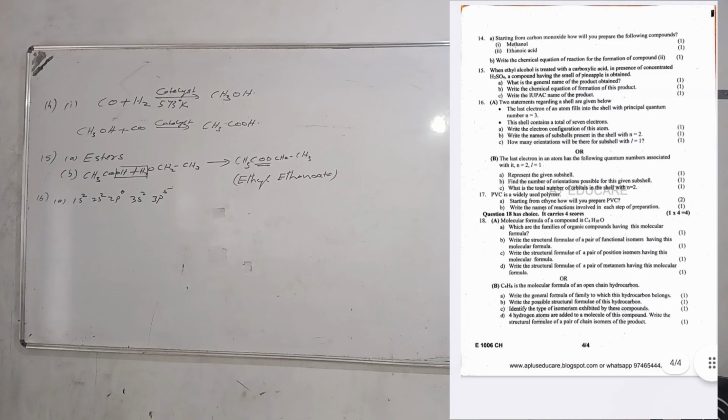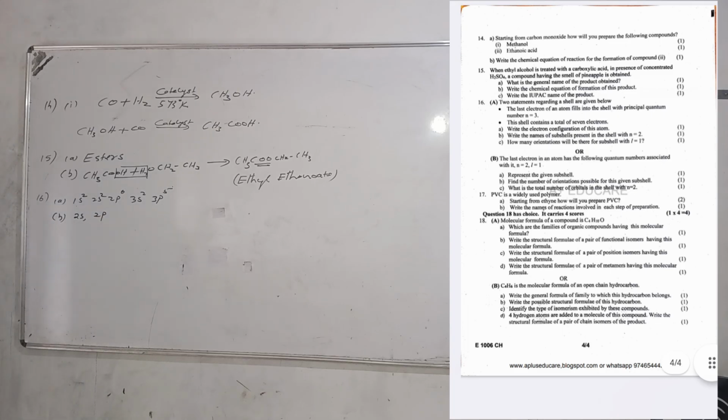Write the electron configuration of this atom. Write the name of the subshell present in the shell with n equal to 2. The subshells are s and p, 2s and 2p.